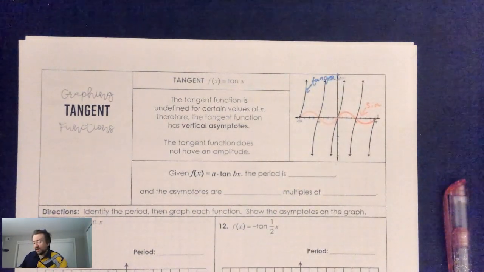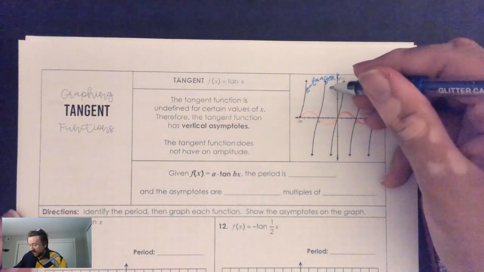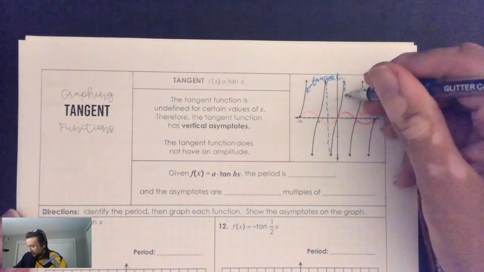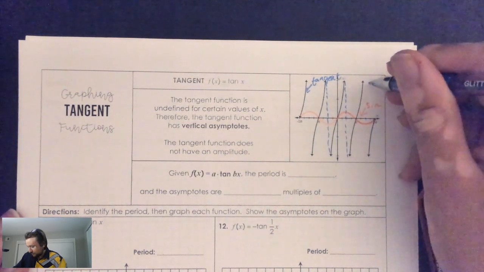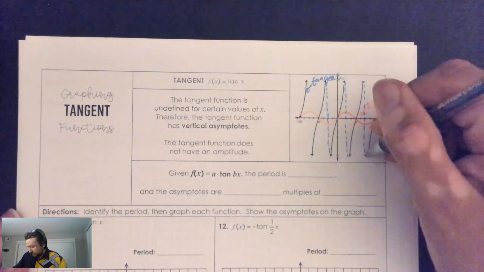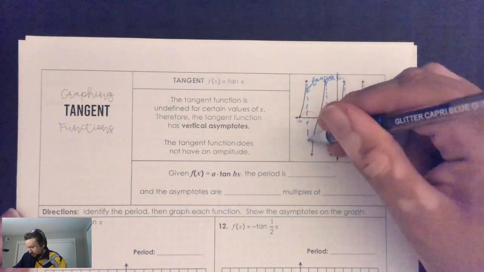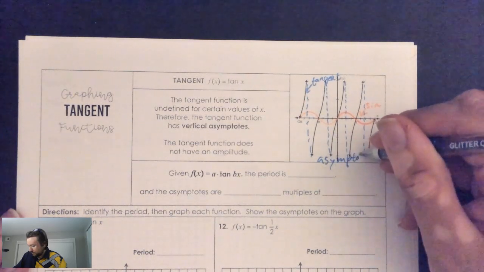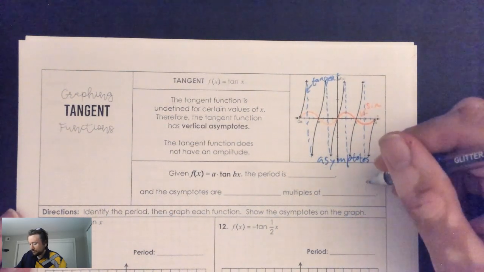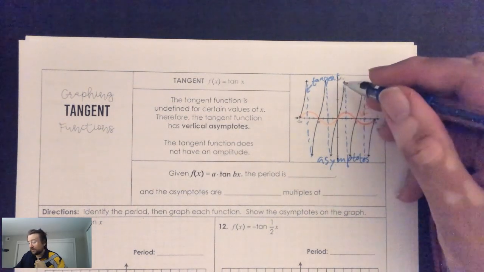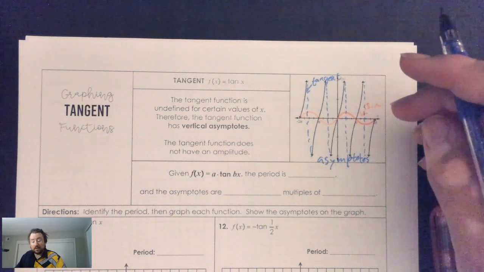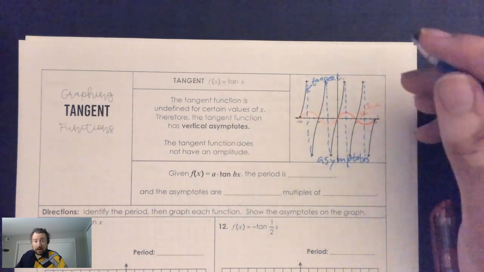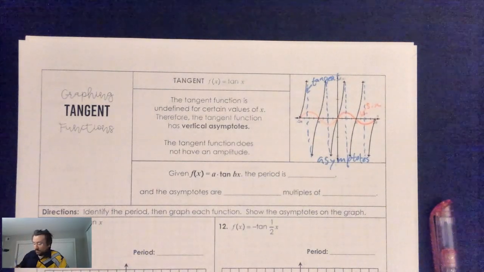The tangent function is undefined for certain values. That means it has an asymptote. It means that all these things here are asymptotes. And so these arrows indicate that it goes on into infinity. And so because it goes on into infinity, there is no amplitude. It has infinite height.